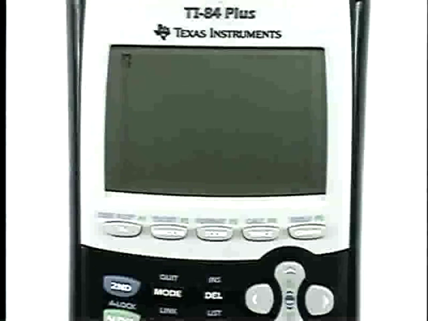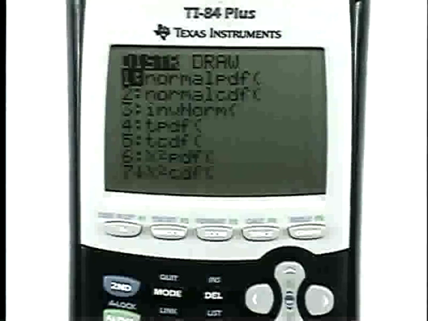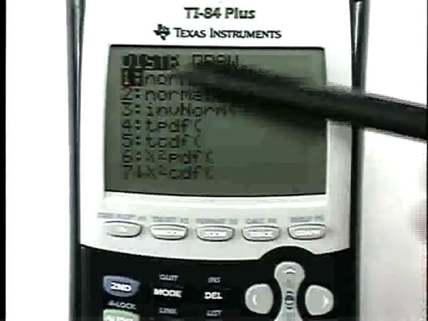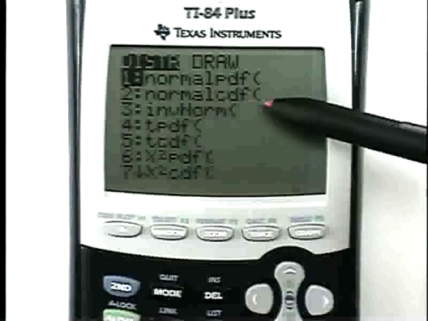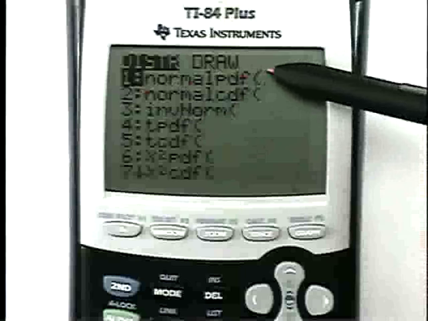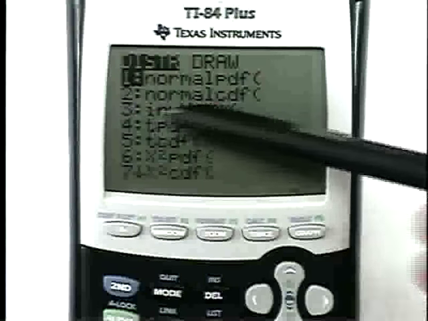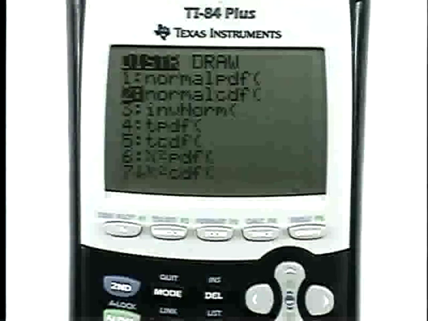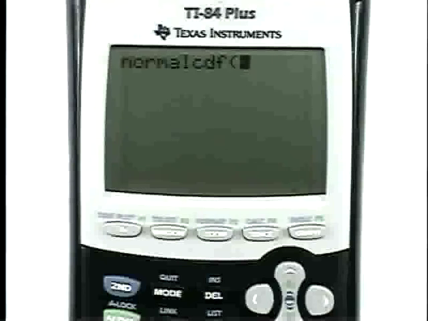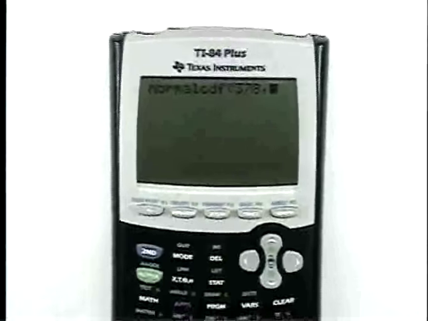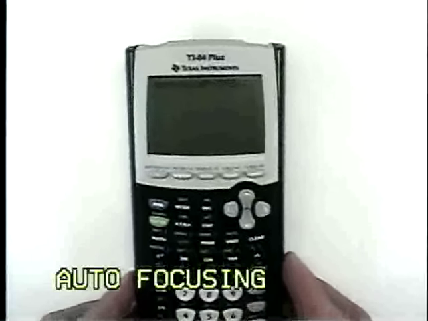If I go to second distribution, just like I did when I was working with the binomials, I'll see the first two options. Option 1 is normal PDF. Option 2 is normal CDF. Never use option 1. Forget that's even in the calculator. Option 2, normal CDF. I'll select it. Lower bound was 378. Upper bound was E99. Let me zoom out of this for a second so you can see the keystrokes better.